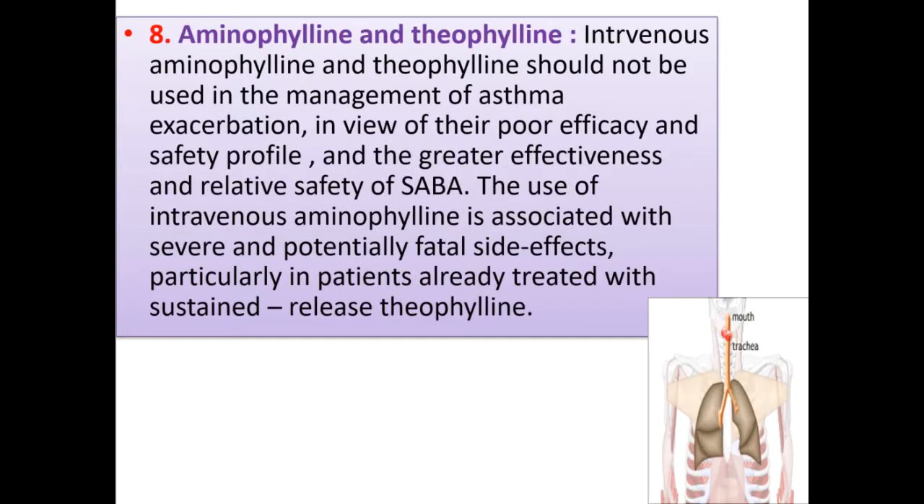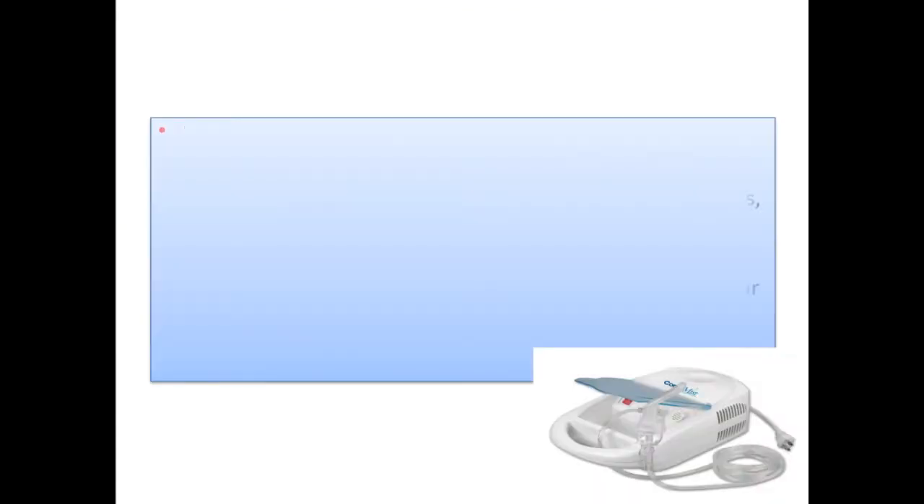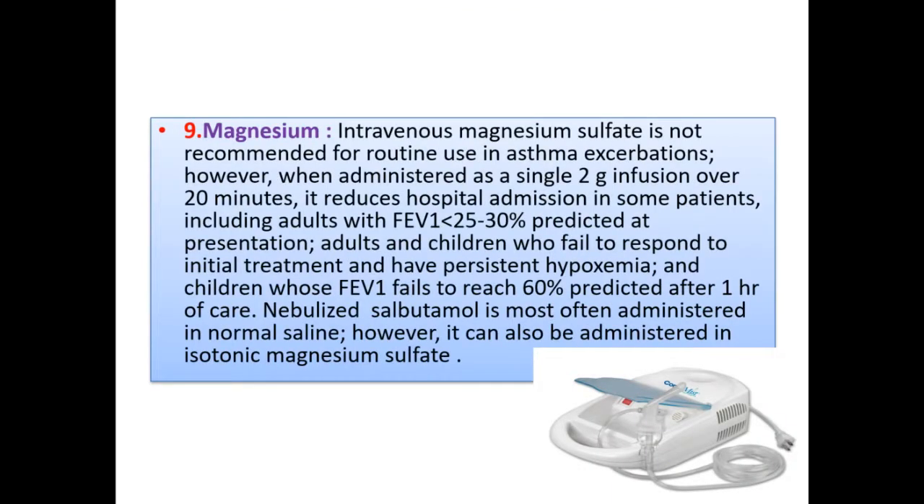8. Aminophylline and theophylline. Intravenous aminophylline and theophylline should not be used in the management of asthma exacerbation, in view of their poor efficacy and safety profile, and the greater effectiveness and relative safety of SABA. The use of intravenous aminophylline is associated with severe and potentially fatal side effects, particularly in patients already treated with sustained release theophylline.